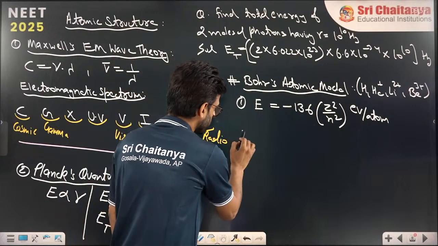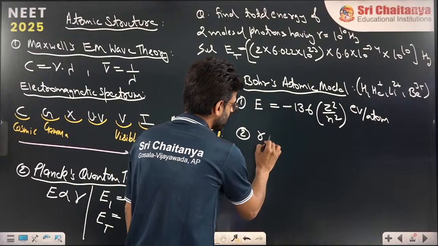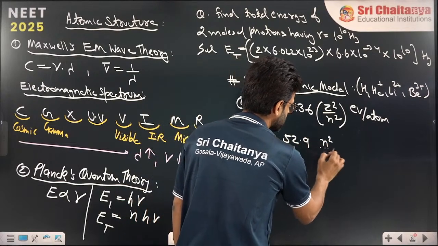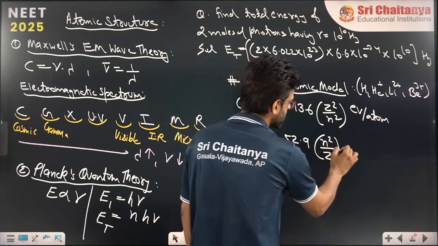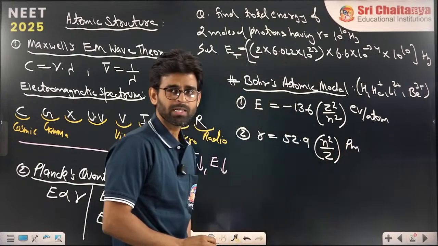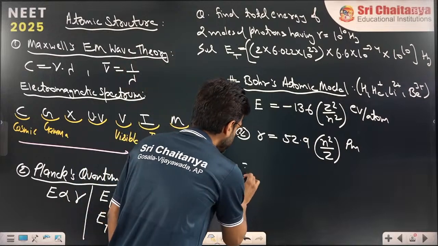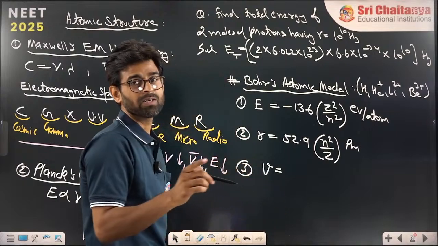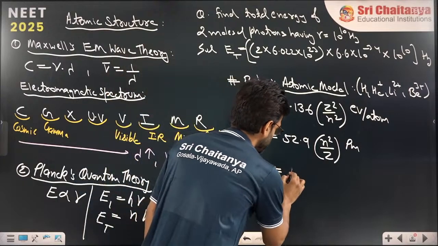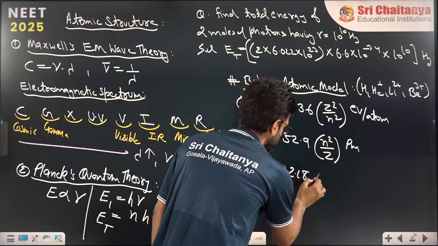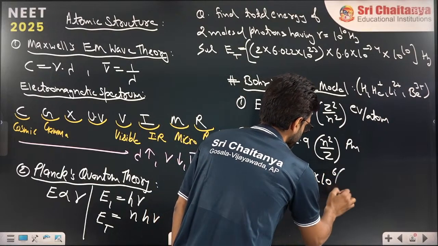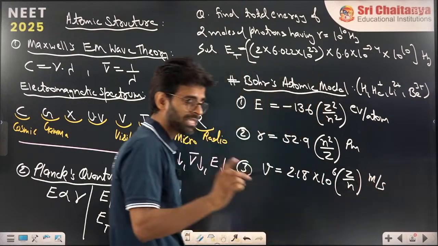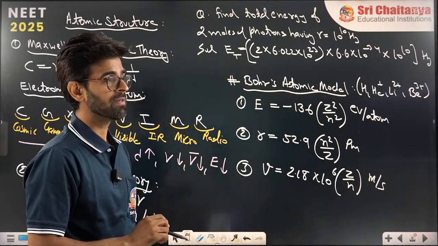Now, if I go for the radius formula, it is 52.9 n square by Z, in picometer. Okay. Now, if I want to find the velocity of a particular electron in some particular shell, you can say it is 2.18 × 10 to power 6 Z by n meter per second. Units are very important.